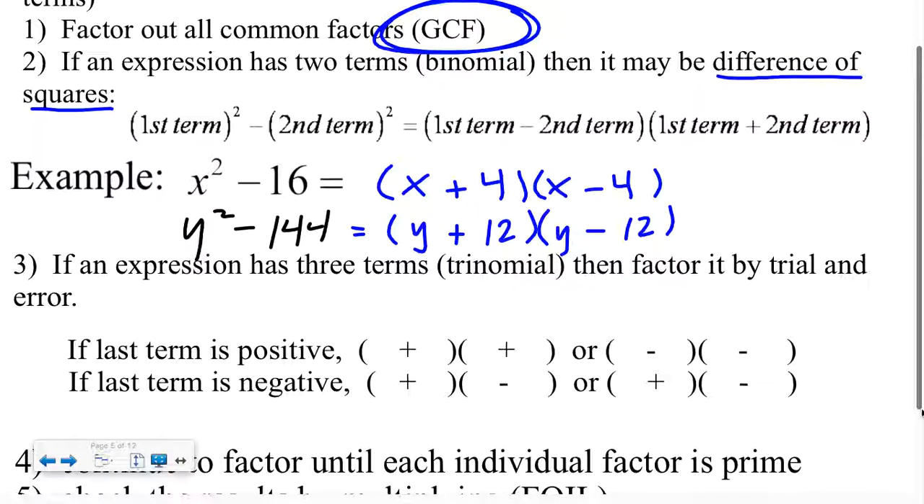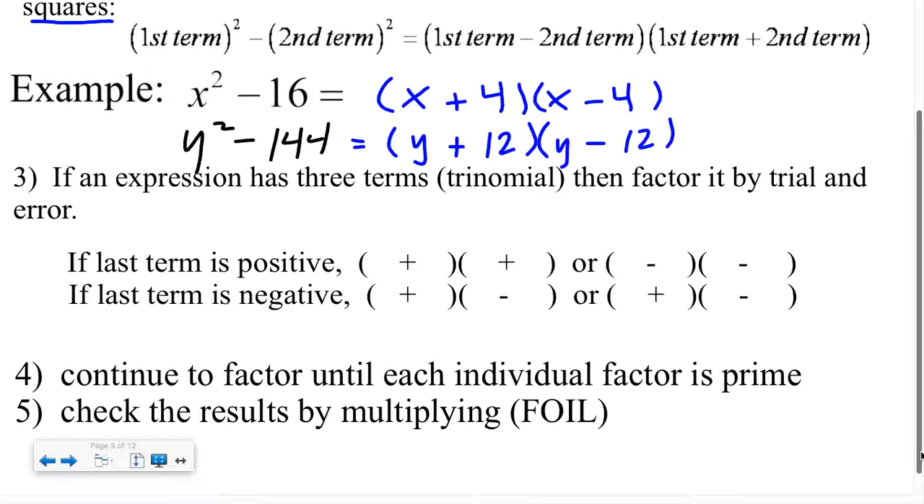If it's not a binomial and it's a trinomial, then you're going to factor by trial and error. I do mostly trial and error, but there are the sign rules there listed as well that might be helpful. If your last term is positive, so if you have a trinomial, ax squared plus bx plus c, this last term plus something, then your signs will be the same. They will either be plus, plus, or minus, minus. So if your last term is positive, just the number, then you have the same sign.